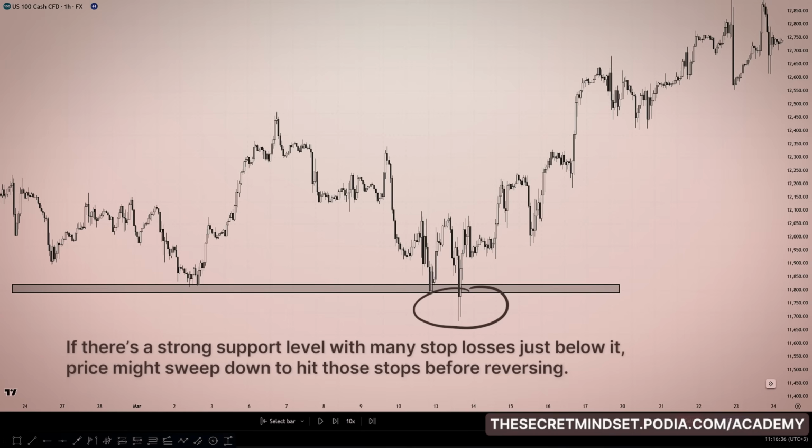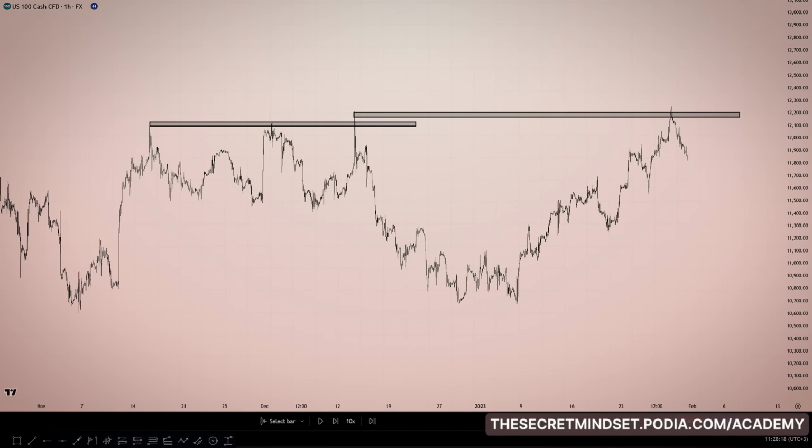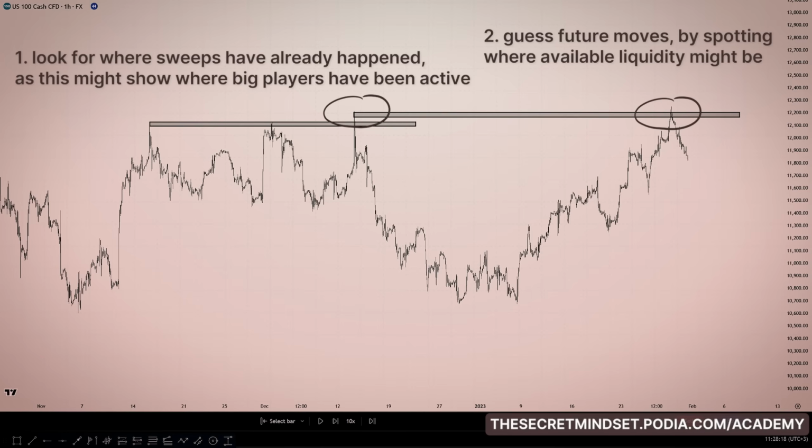This action sweeps the liquidity, letting larger players fill their orders. Knowing about liquidity sweeps can help you in two main ways. First, you can look for where sweeps have already happened, as this might show where big players have been active. Second, you can use this knowledge to guess future moves by spotting where available liquidity might be.